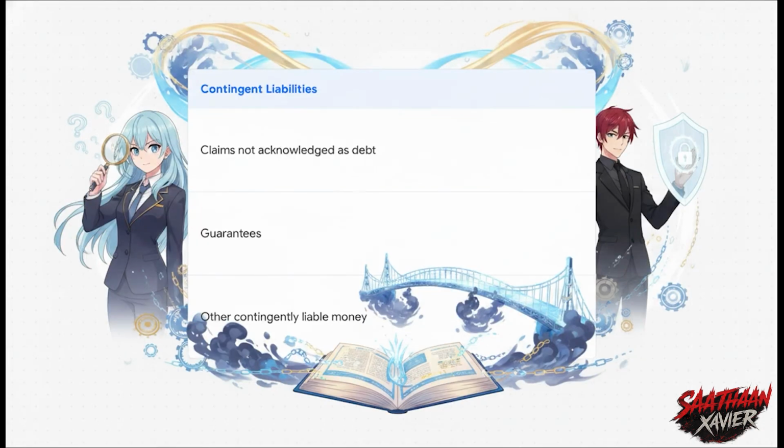Finally, rounding out our disclosures, we have contingent liabilities. These are potential future obligations that haven't actually materialized yet. So because they aren't guaranteed, they aren't provided for on the main balance sheet, but users absolutely still need to know they exist. They have to be classified into 3 buckets: claims against the entity not acknowledged as debt, guarantees given by the entity, and any other money the entity might become contingently liable for. It's all about making sure there are 0 surprises for whoever is reading the financials.